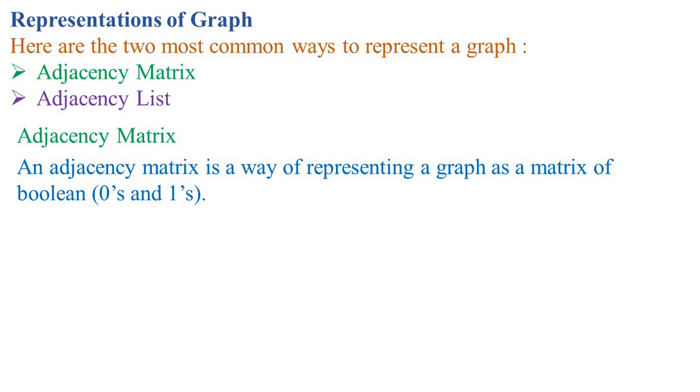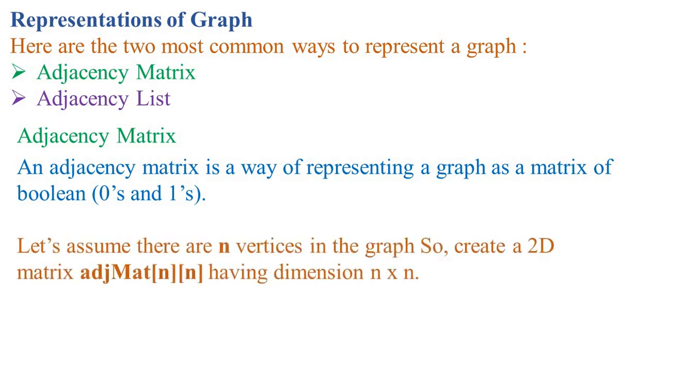As I said, in an adjacency matrix, we represent it as a Boolean matrix. Every entry is either 0 or 1. If there is an edge from source to destination, it is 1. If there is no edge from source to destination, represent that by 0.